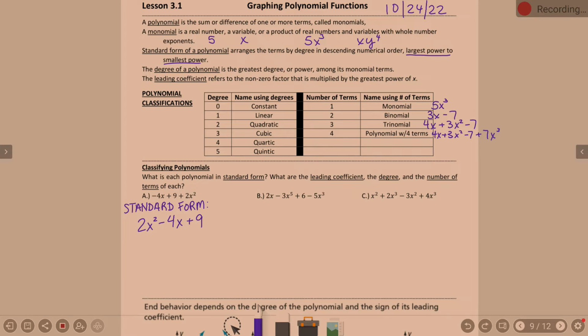That's standard form because the first is the x to the second. That's the highest power. Then the next one is x to the first. And then the last one doesn't have an x. It's just a constant term. Okay. Notice it's a negative 4x, so that negative was carried to make it minus 4x. Keep the signs as they are.